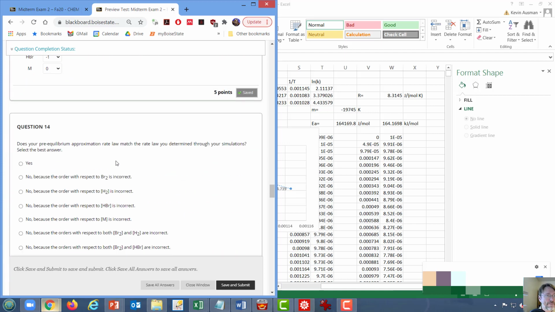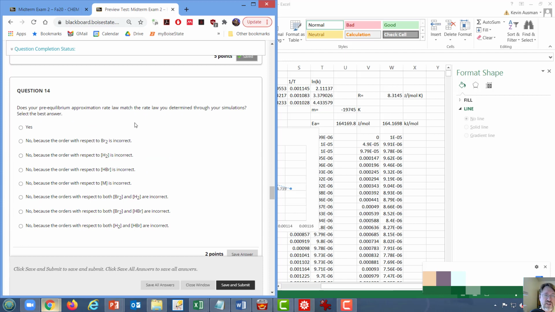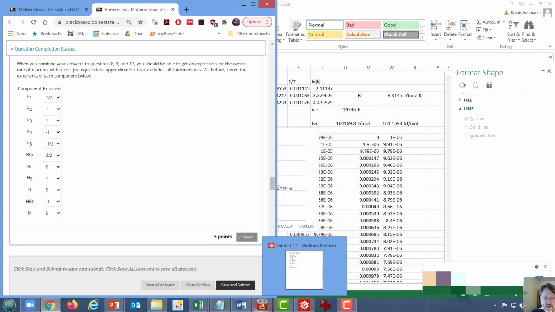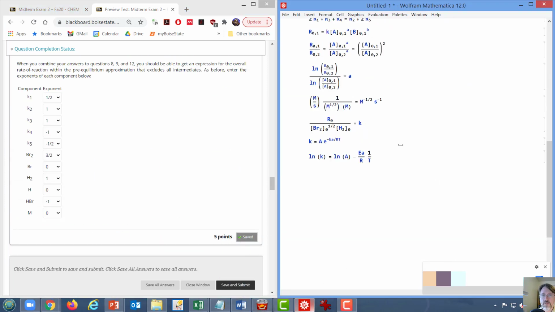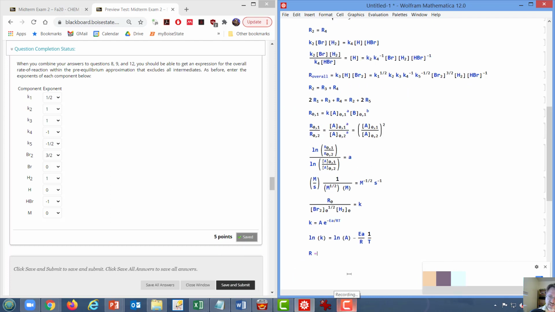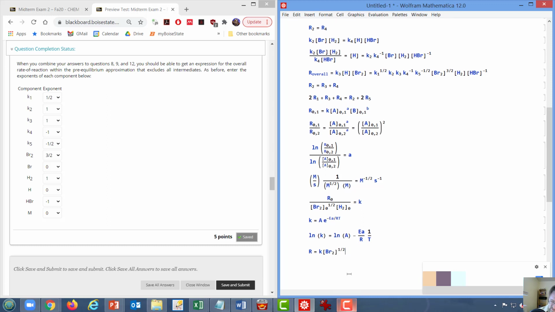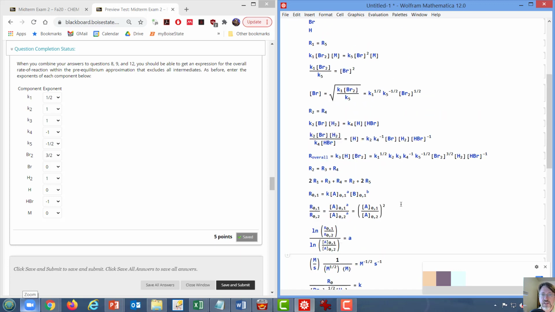So, question 14, does your pre-equilibrium approximation rate law match the rate law you determined through your simulations? So let's take a look at what rate law we determined experimentally. R equals k, concentration of Br2 to the 1/2 times concentration of H2. So R experimental. Our R pre-equilibrium expression was this one.